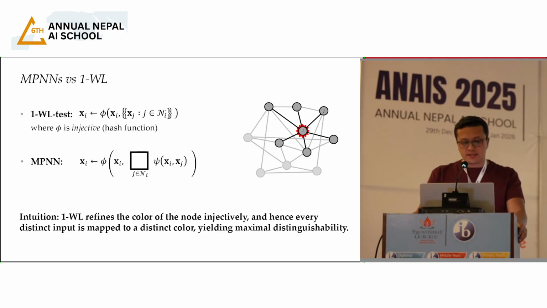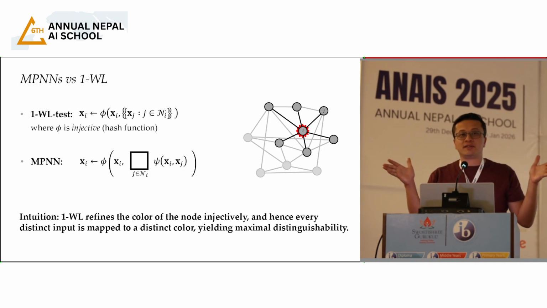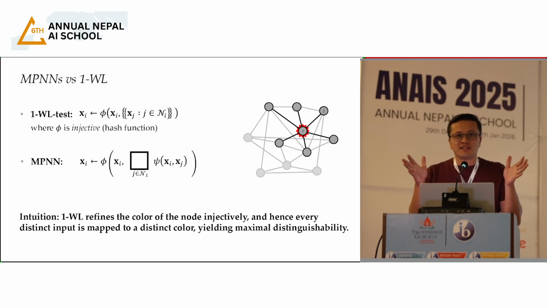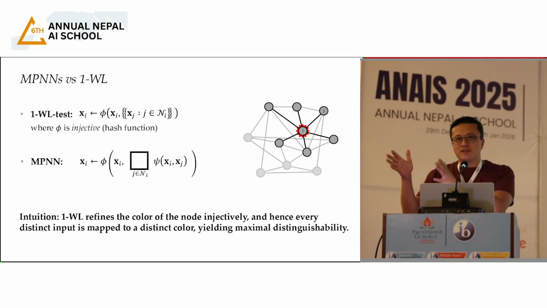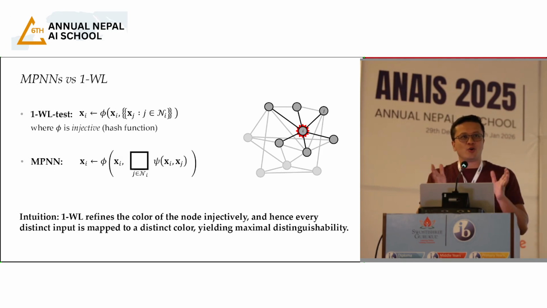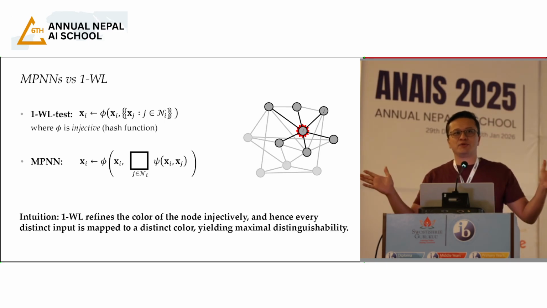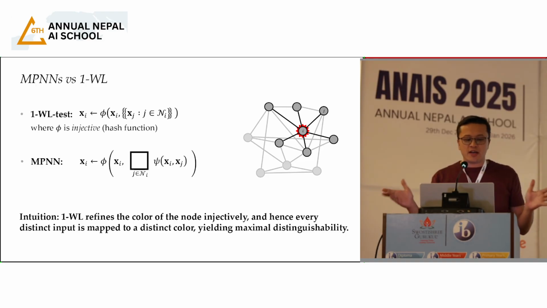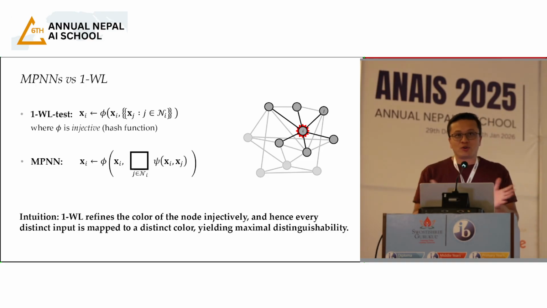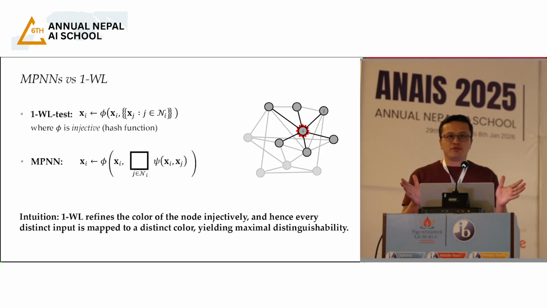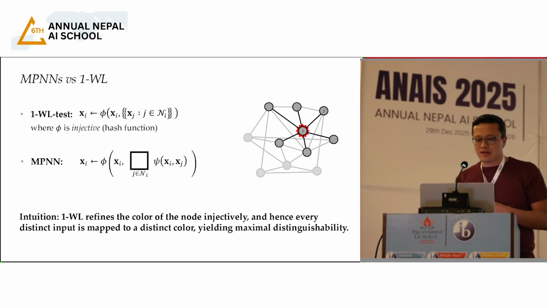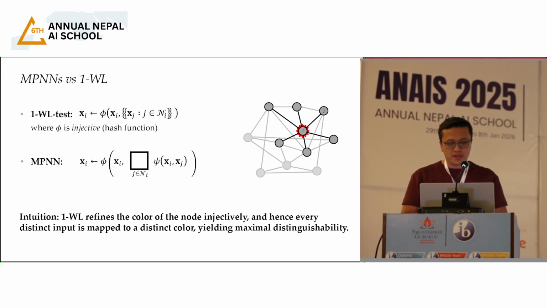And the intuitive reason is 1 WL test in this context does not lose any information. Whenever there is a difference in the multiset of neighbors or in the initial color, because it uses an injective hash function, it will be able to detect it and it will map it to distinct outputs by construction. Whereas for message passing neural network, this is not guaranteed. Maybe we use an aggregation function that just cannot distinguish between two multisets. And so we may lose something by our choice of aggregation function.